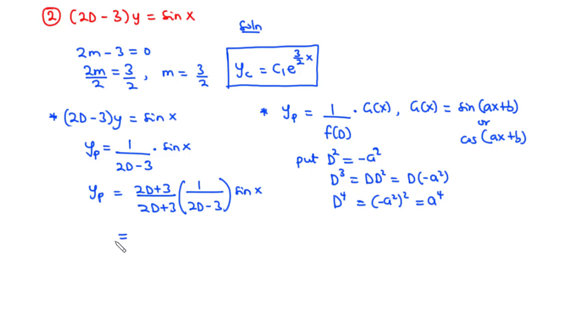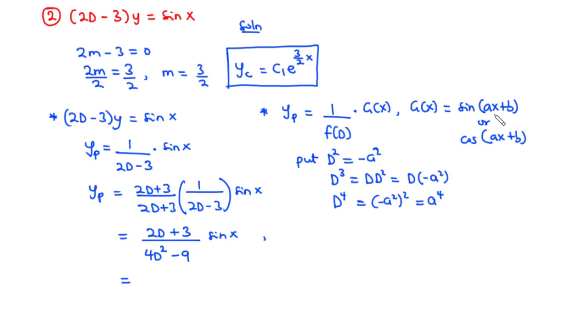So let's simplify this. We try to expand and then simplify. So at the numerator, we are going to have 2d plus 3 divided by, now 2d times 2d, we have 4d squared, and then 2d times negative 3 plus 3 times 2d goes to 0. We have 3 times negative 3, that is giving us negative 9, and then we have times sine x. Now here we have d squared at the denominator, and then we know d squared is equal to negative a squared.